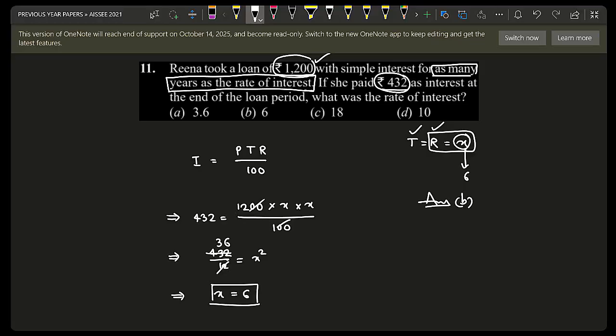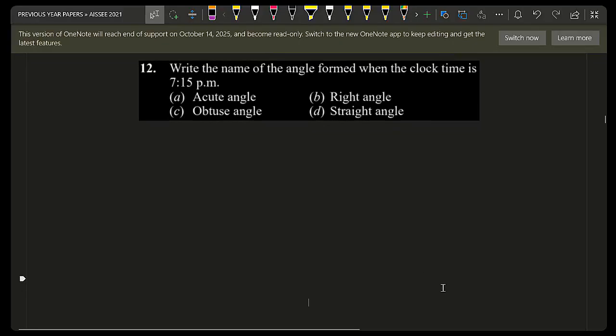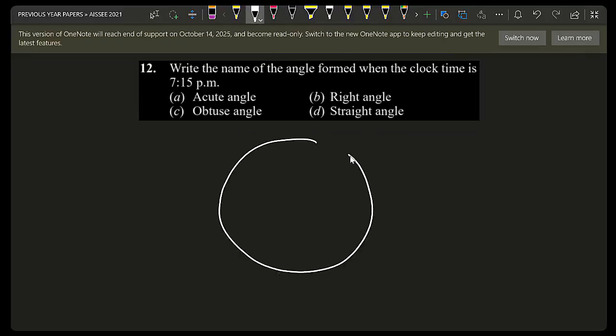Okay. Now the next question. What is the name of the angle formed when the clock time is 7:15 p.m.? So 7:15 p.m., let us try to show. This is a clock, with 12, 3, 6, 9 and the other numbers. So they're asking 7:15 p.m. The hour hand will not be exactly at 7. Between 7 and 8, it will cover one fourth of the part.